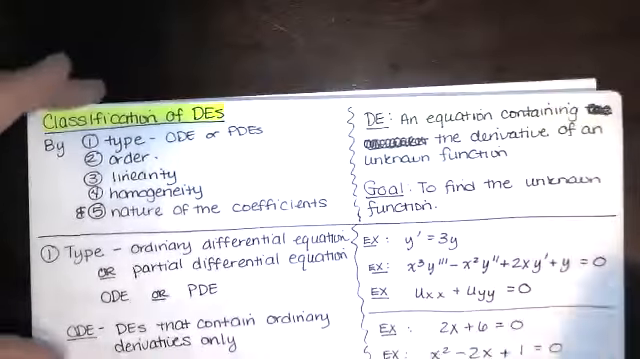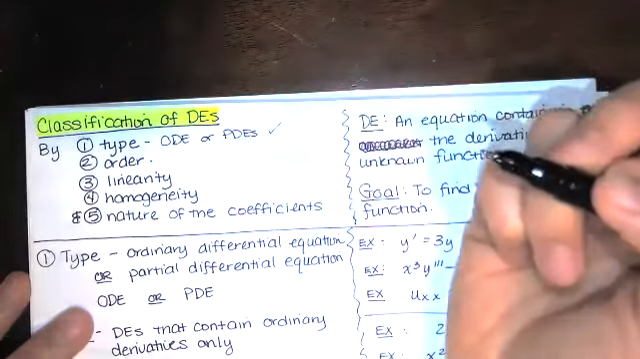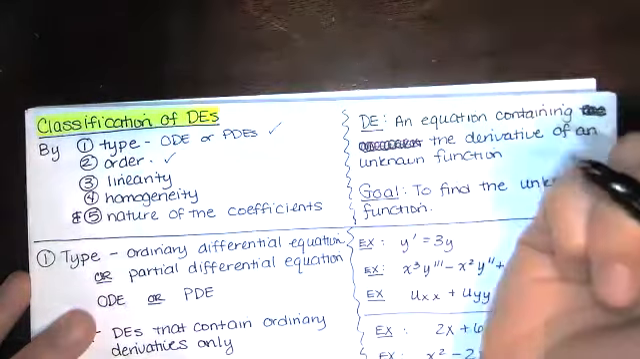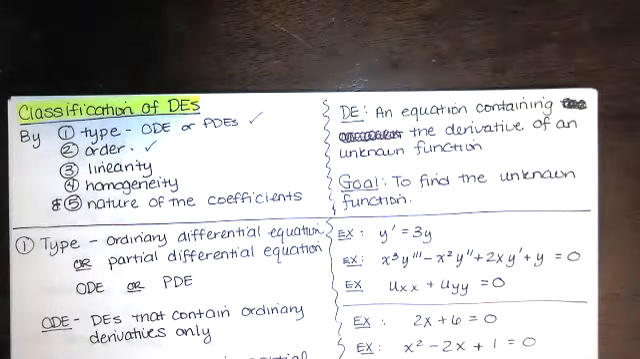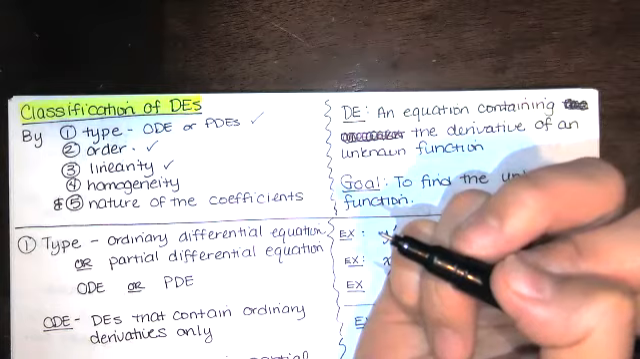So those were our first 3 ways of classifying differential equations. By type, they're either ordinary differential equations or partial differential equations. By order, we want to know is it first order, second order, third order, and so on. And then we looked at linearity: is the differential equation linear or nonlinear?